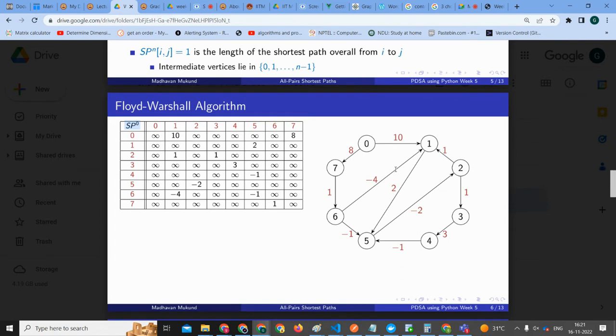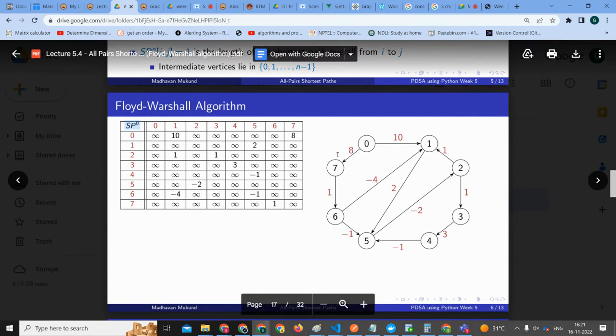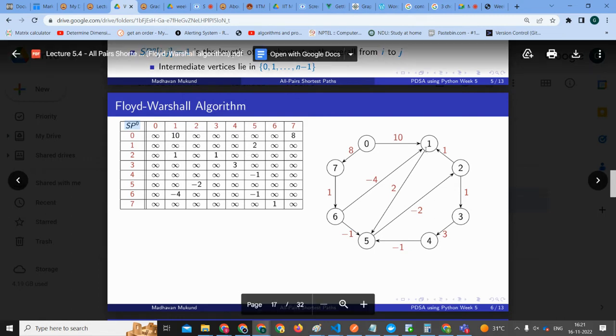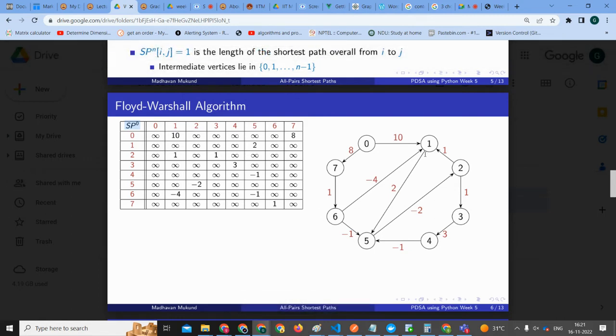Second, third iteration. If you see, in the third iteration you can clearly see that you can come from 7 to 6, and from 6 to 1. If you go, it is going to reduce. So if you go through this path, what is the minimum path? 9 minus 4 is 5. So you can clearly see that from one iteration to another there is a reduction in the shortest path.